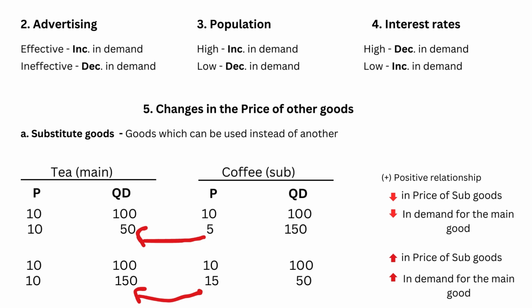I have put two goods, substitute goods and complementary goods. First, we can refer to substitute goods. Substitute goods are goods we can use instead of another good, like tea and coffee. You can either drink coffee or tea. If you take tea as the main good and coffee as a substitute good, a decrease in the price of the substitute good means the demand for the main good will decrease, because people will tend to have more coffee rather than tea because the price is reduced. And vice versa, if you increase the price of the substitute good, the demand for the main good will increase.